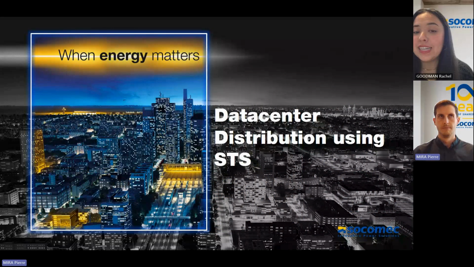The agenda today is as follows. We will begin with an overview of the benefits of STSs. From there, we'll discover data center architecture, where we will then take a closer look at the catcher architecture. Finally, we will wrap up with a discussion on the Socomec solution. We will have time at the end to also answer any questions you have.